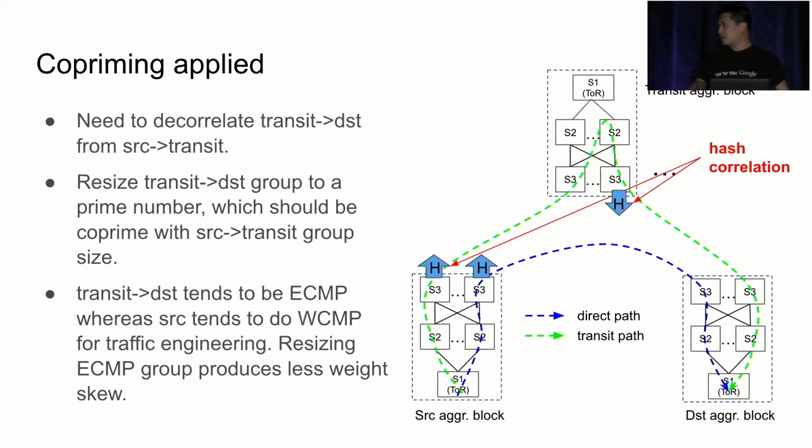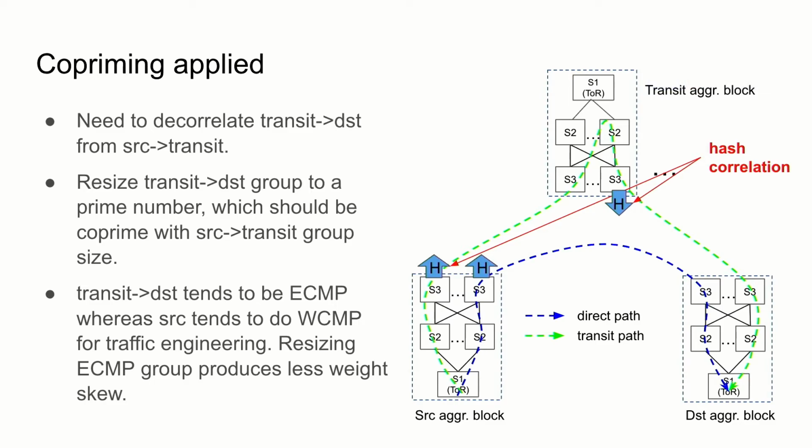Let's see how we apply this co-priming technique in our direct connect DCN network. Again, remember the goal is to decorrelate the transit to destination hop from the source to transit hop.